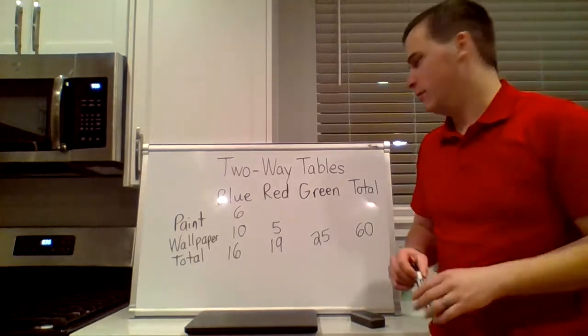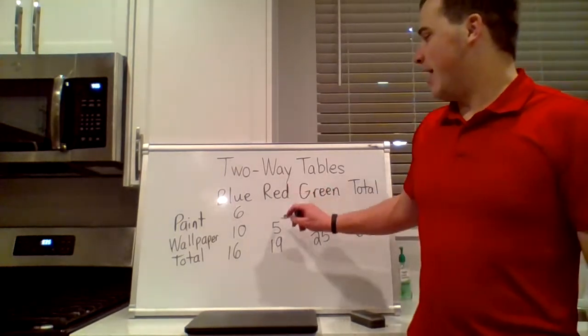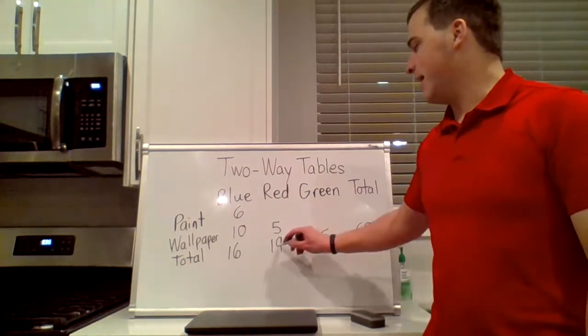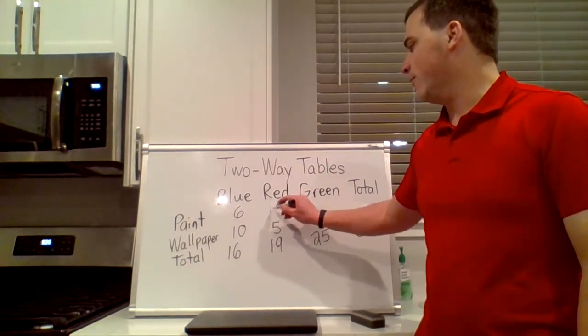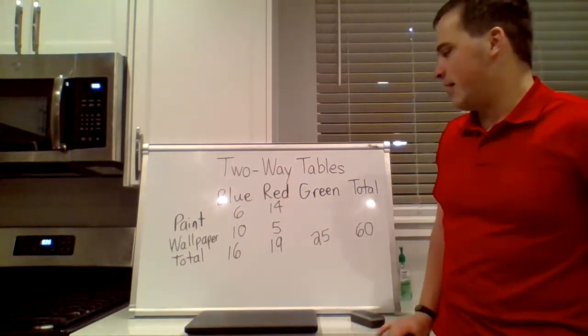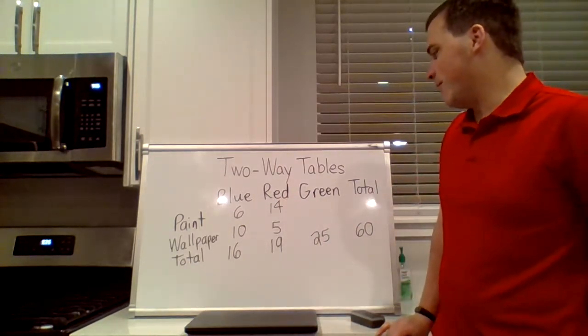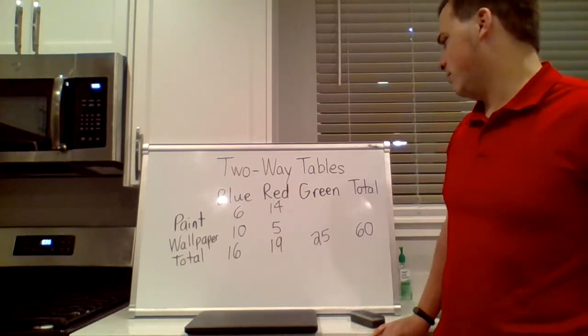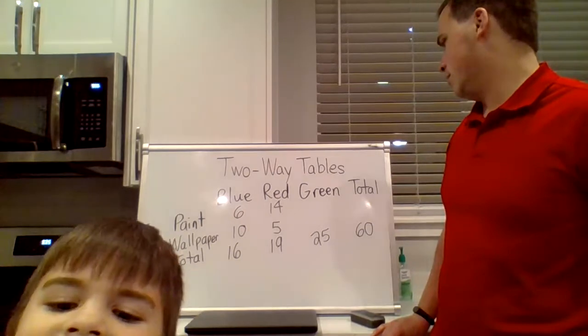Only a little. Okay. Now let's find how many people like the color red and like having paint on their walls. 19 minus 5 gives you 14. And you're going to say, Mr. Davis, do we have enough info to solve this question? And honestly, I'm not sure we do. What did I do wrong?